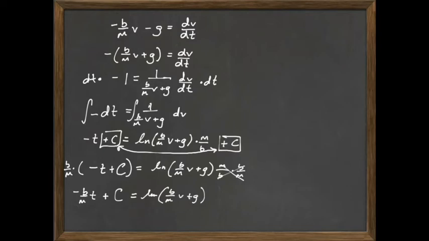Now, in order to get rid of the ln, the trick is you need to put an e to both sides, basically raise the two sides of the equation as a power of e, and that'll cancel off the ln. So let's start on a new page. On the left side, I will have e to the negative b over m t plus c. And on the right side, the ln goes away.